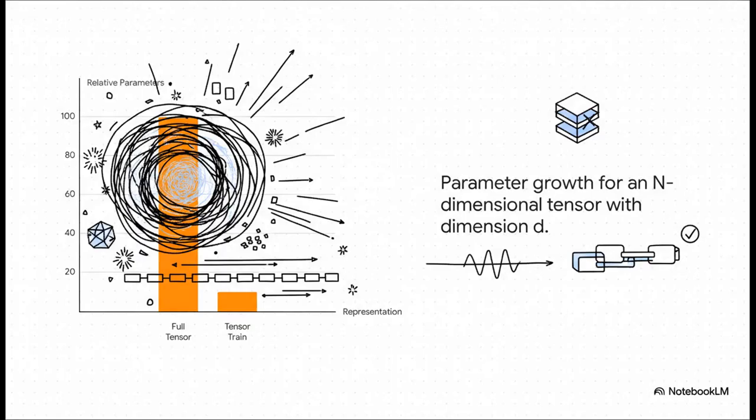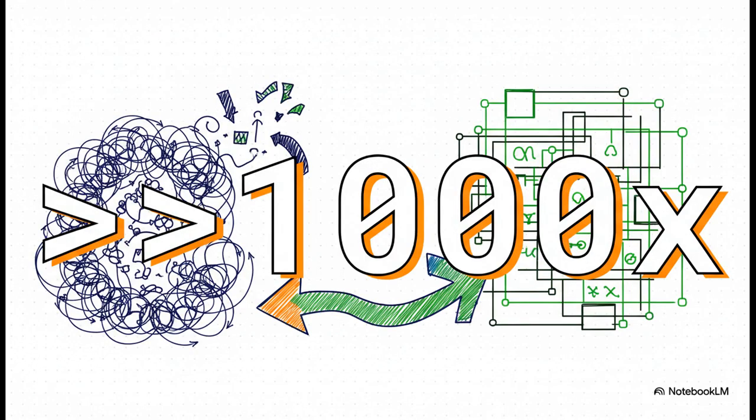And this graph right here is where you really see the payoff. It's just staggering. Storing the full tensor means the amount of data you need grows exponentially. It gets impossibly big, incredibly fast. But the tensor train, it only grows linearly. The difference is almost unbelievable. Just let that sink in for a second.